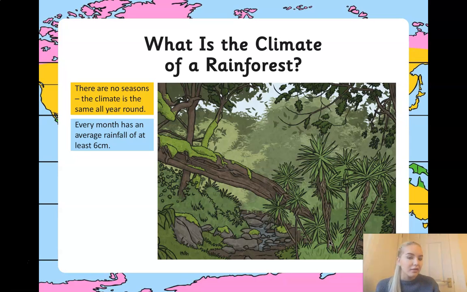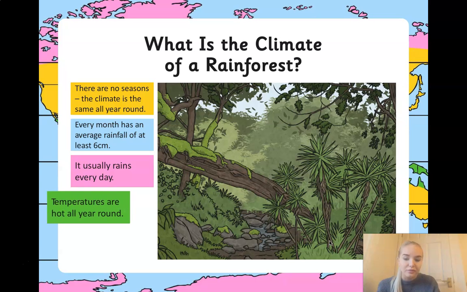And we know that in the rainforest there's lots and lots of rainfall. And to give you a brief understanding of how much rainfall it gets, every month has an average rainfall of at least 6 centimetres of rain. So you could get a ruler and think, well, how much is 6 centimetres of rain? And it's a lot of rain. In a rainforest, it usually rains every single day. We're going to learn a bit today why it rains so much in a rainforest and how this links to the water cycle.